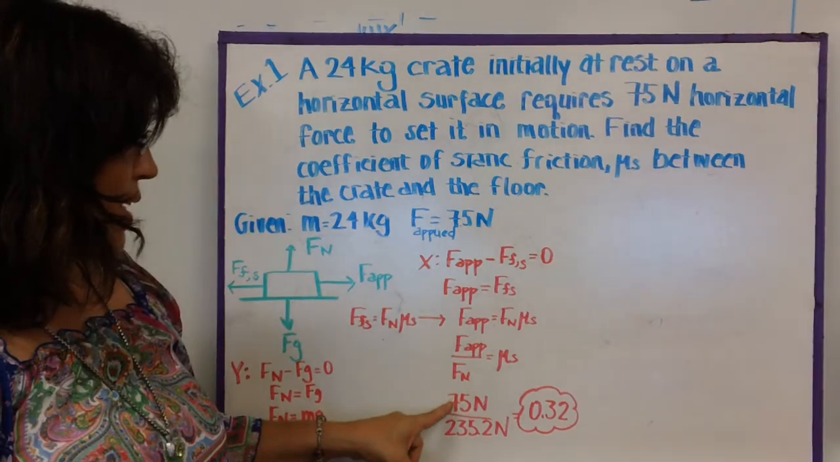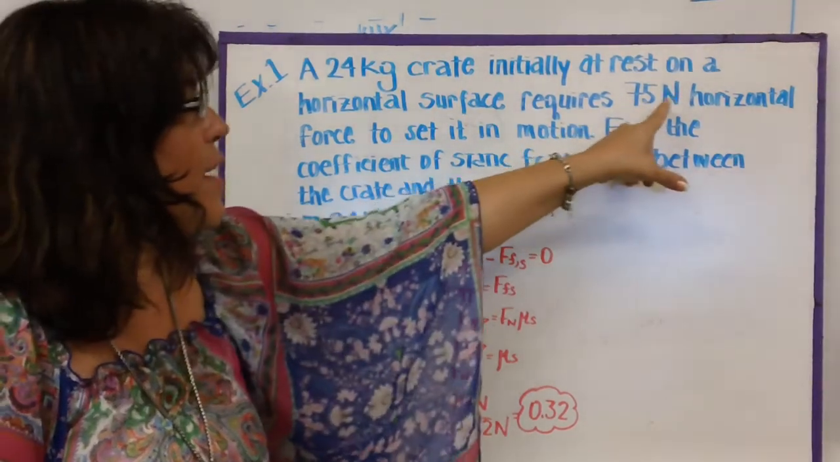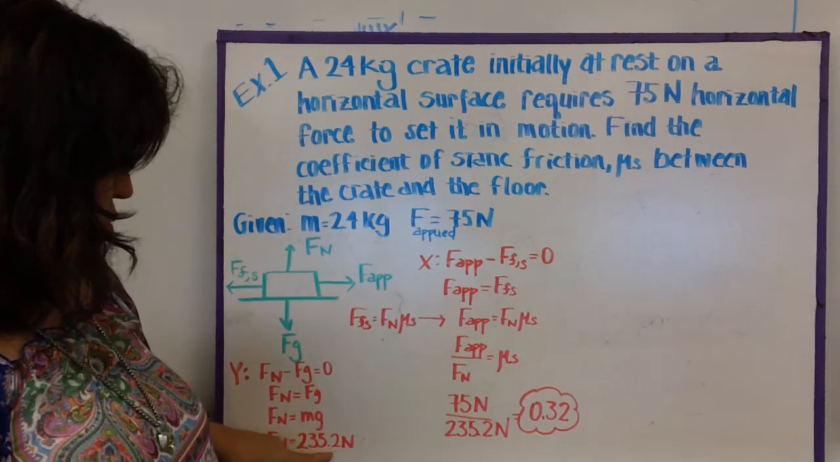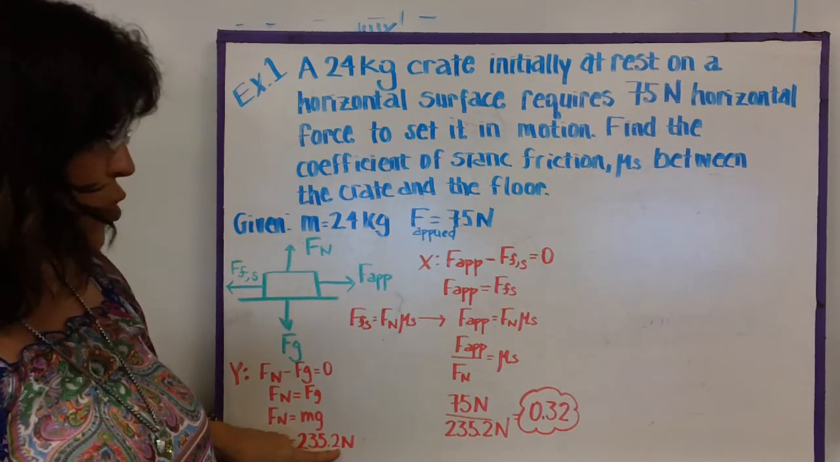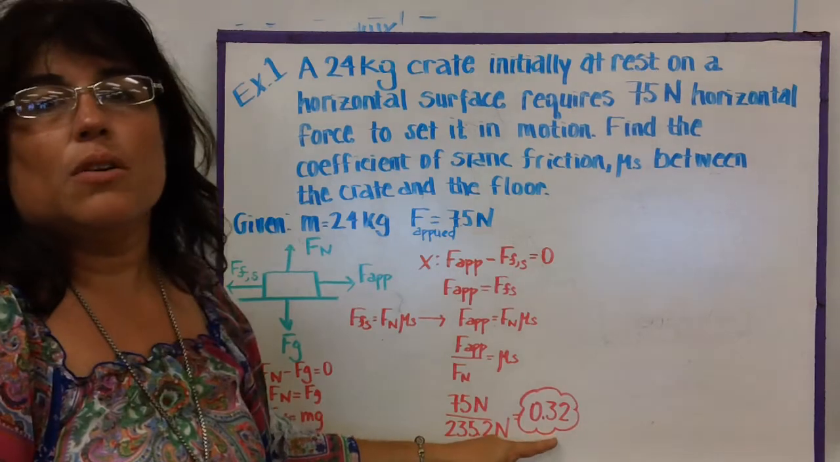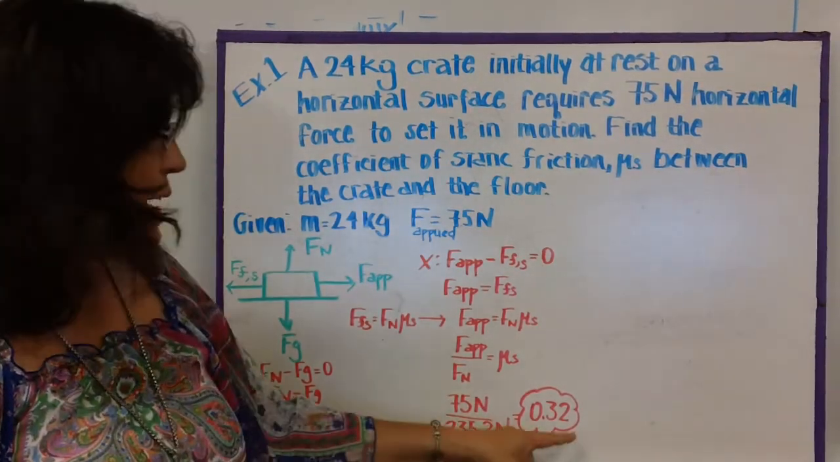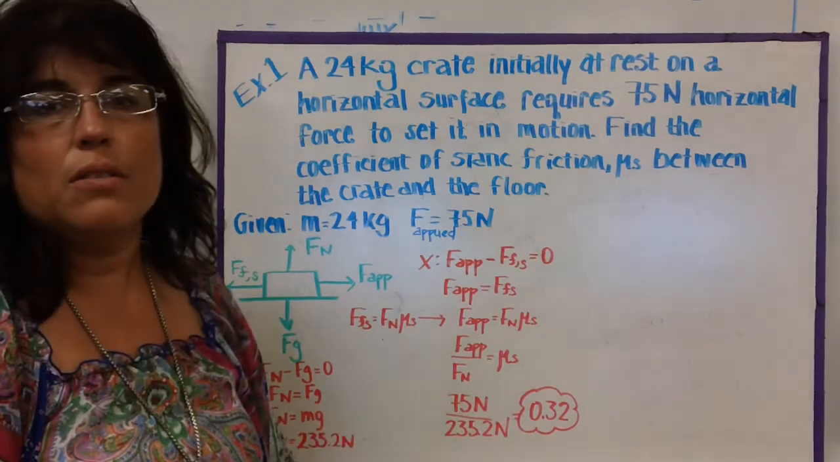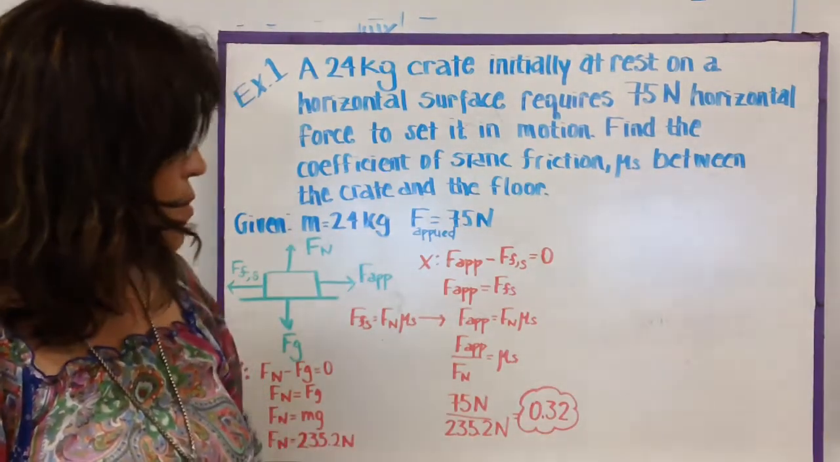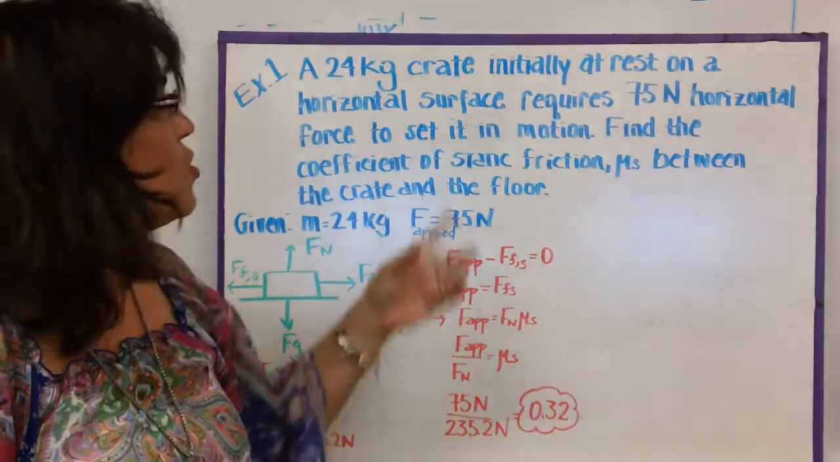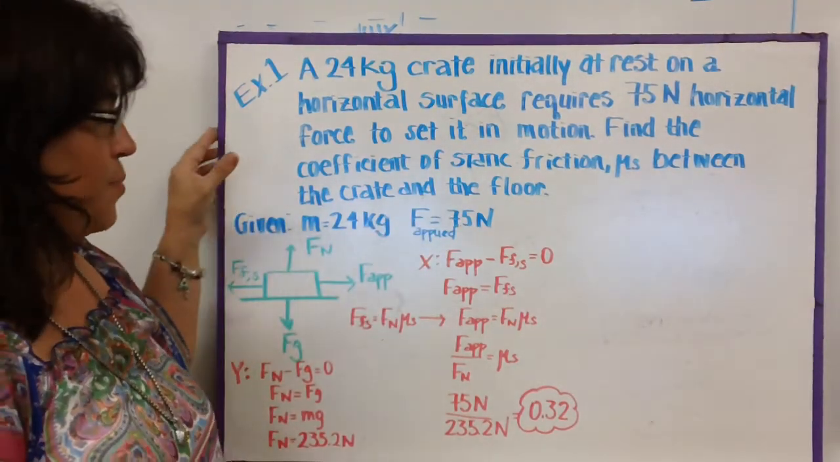And now I plug in. My applied force is the 75 newtons over here. My normal force I got over here, which is 235.2 newtons, and it ends up to be 0.32. It's newtons over newtons. They go away. We have no units, and it is between 0 and 1. So 0.32 is going to be our coefficient of friction between the surface and the crate.